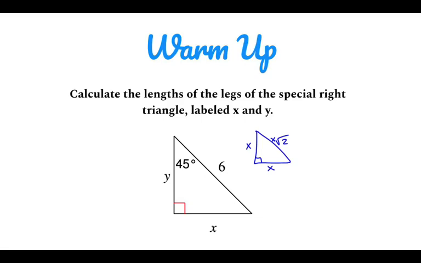So x and y are actually equal to each other. Once we find one, we found both. To get from the hypotenuse to the legs here, we have to divide by the square root 2. So 6 over square root 2.